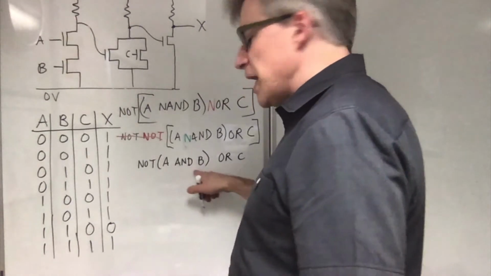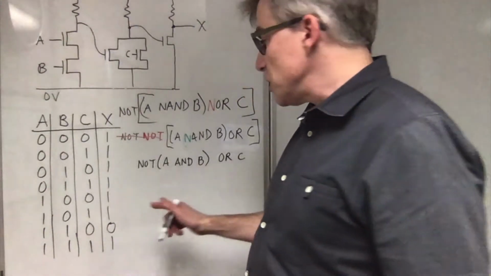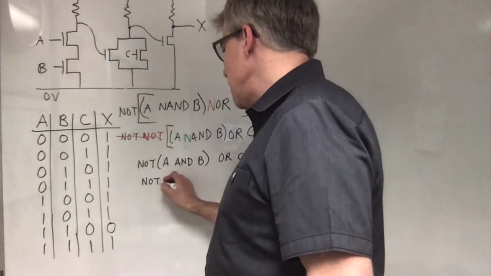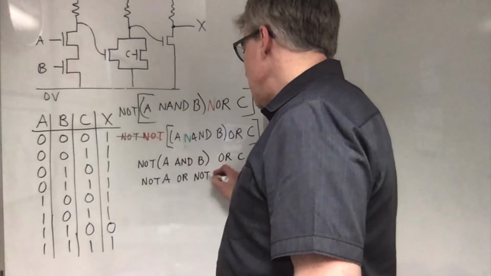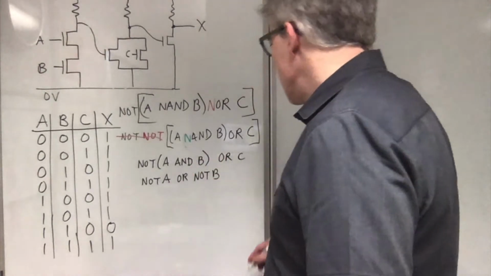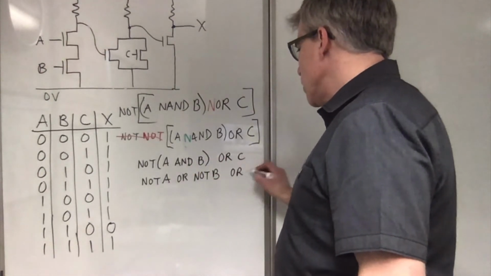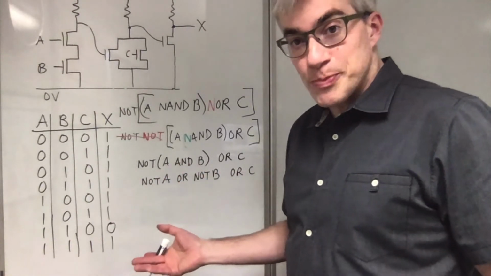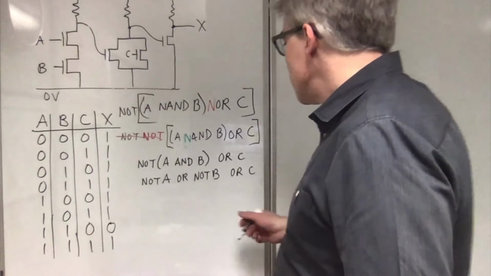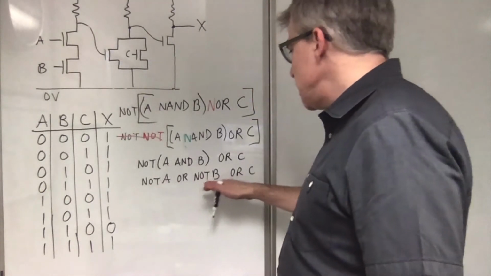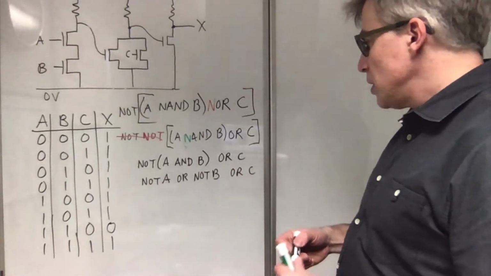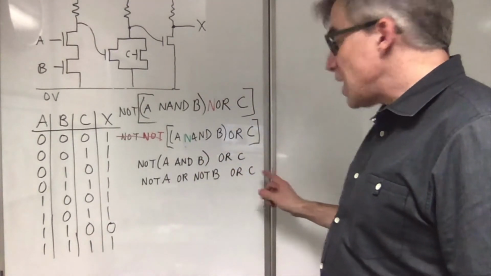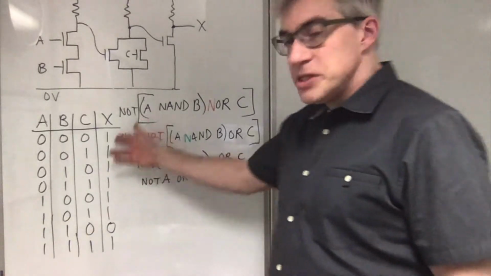Now, not acting on A and B, the trick called De Morgan's laws, if you have not (A and B), that can be written as not A or not B. And then we have or C, and if you have the or, then you actually don't need the parentheses anymore. So not A or not B or C. And that would make it a 1. So lots of things would make it a 1, as we see.